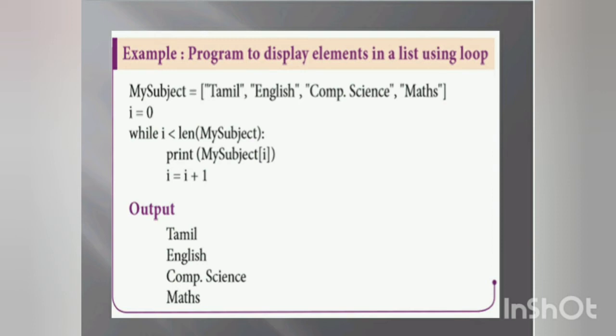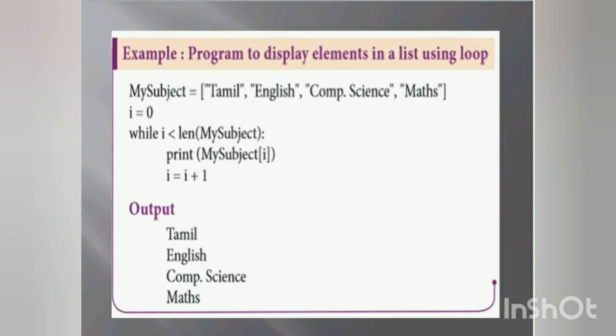mysubject is equal to Tamil, English, Computer Science, Maths. Now the i value is 0. While i is lesser than len of mysubject, it will count the number of elements in mysubject. So totally 4. So it will check the condition i is lesser than 4. Now in the first iteration, i is 0. So 0 is lesser than 4, and the condition is true.